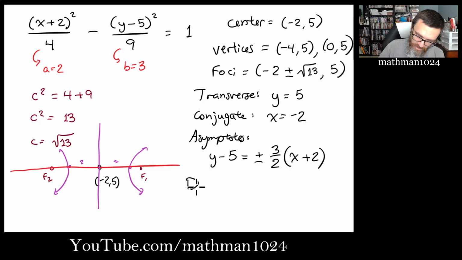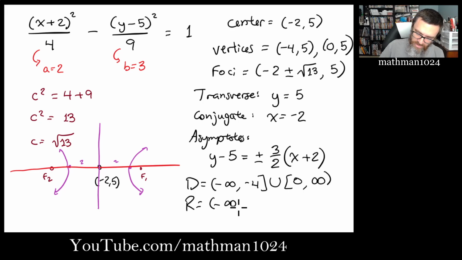Your domain. Again, orientation tells me that I've got that break in the middle, so negative infinity up to, on the left, is negative 4. It takes a break, and then the right half starts from x equals 0 and goes toward infinity. And the range is all real numbers. So there you go. Done and done, right?